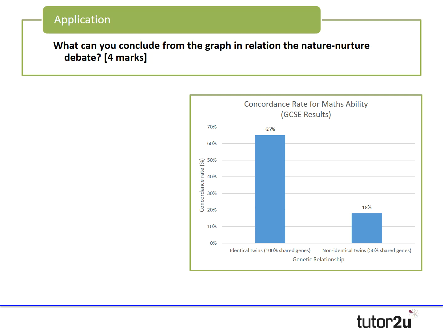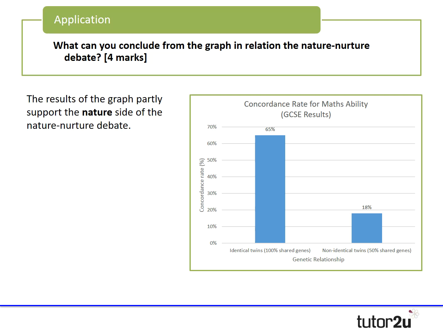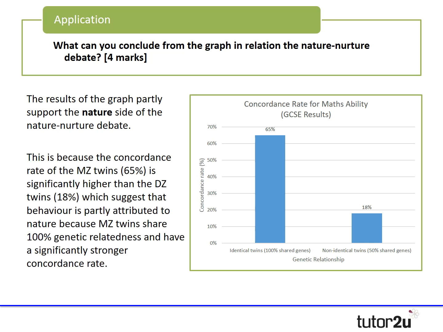In terms of answering this question, it's 4 marks, and what's really key is it wants us again to talk about nature and nurture within our answer. Okay, so the results of the graph clearly or partly support the idea of nature, okay, and I'll explain why. So it supports nature because the monozygotic twins have a much higher concordance rate than the dizygotic twins, okay, 65 versus 18%, which suggests that the behaviour is partly the result of nature because MZ twins share all of their genes, they're 100% genetically the same, and they have a much significantly stronger concordance rate.